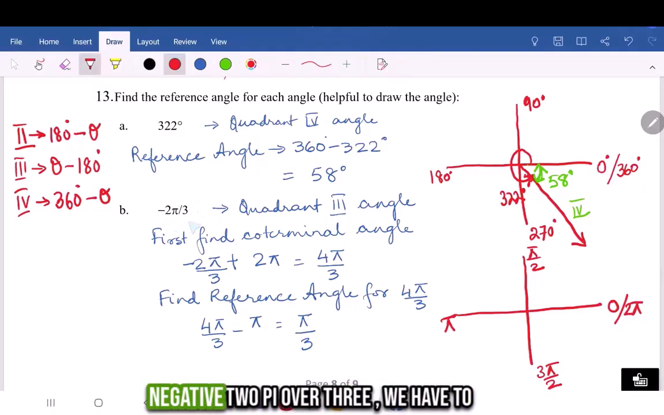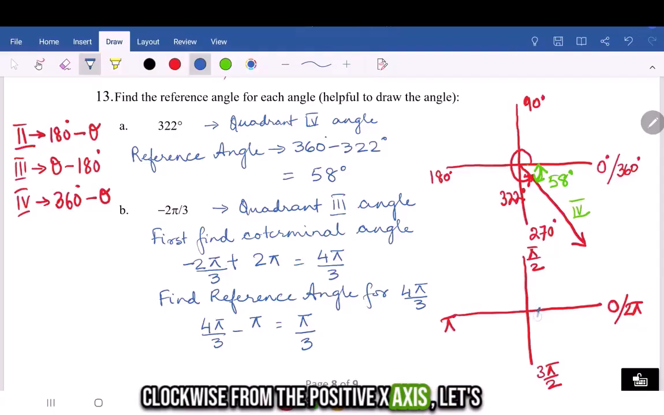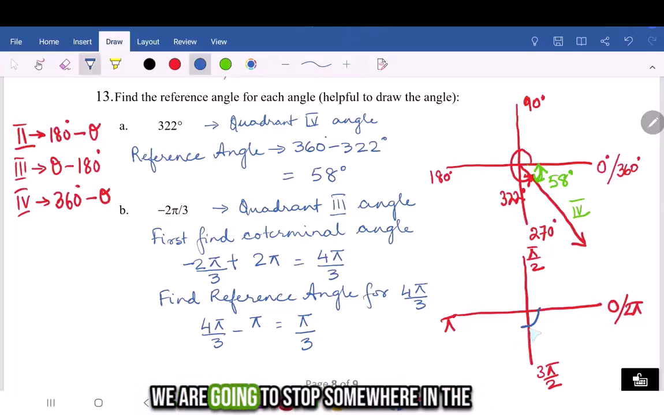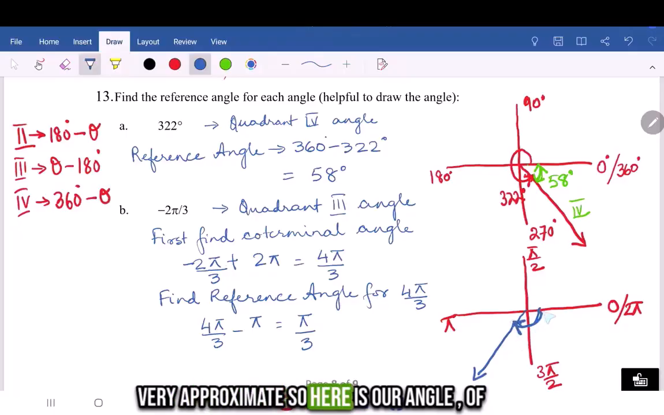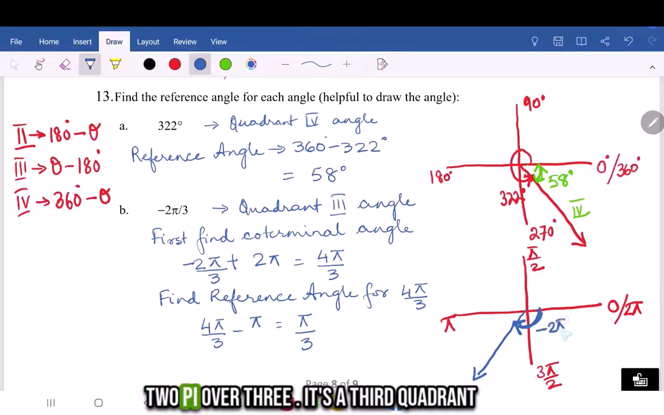So to sketch negative 2 pi over 3, we have to move in the clockwise direction. So clockwise from the positive x-axis, let's go here, and 2 pi over 3 is pi over 3 less than pi, correct? So 3 pi over 3 would make it pi units. So 2 pi over 3 will be pi over 3 units less than 3 pi over 3. So we are going to stop somewhere in the third quadrant, which is, let's mark it here. Again, this is a rough sketch. It's very approximate. So here is our angle of negative 2 pi over 3. It's a third quadrant angle.